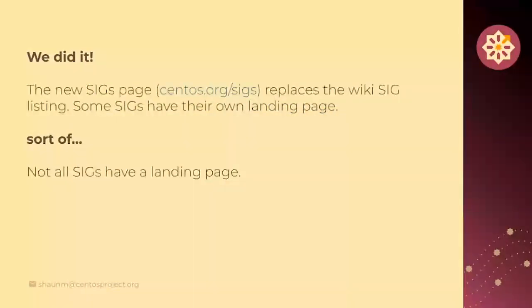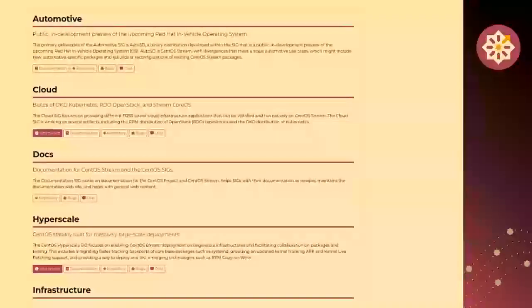We have a new SIGs page. Instead of the old wiki page for the SIGs, we have centos.org/SIGs, and it has a list of all of our active special interest groups. They all have links to various things. Some of them have a landing page. Some of them have documentation, links to the repository, and so on. Actually, I think I have a screenshot. Yes, I do. So this is some of them: Automotive, Cloud, Docs, Hyperscale. And you can see a few of them have the information button. They have a landing page right there on CentOS.org. Otherwise, there are also links off to the documentation or other things.